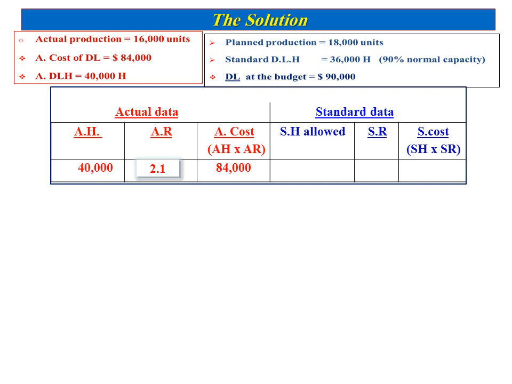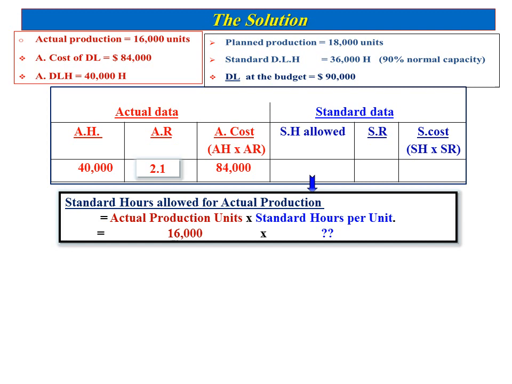But you will find a big problem when you calculate standard. You need standard hours allowed. Don't forget how to calculate. This is my equation: actual production units times standard hours per unit. Actual production units here I have 16,000. No problem, I know it from the direct material analysis. But I need standard hours per unit.